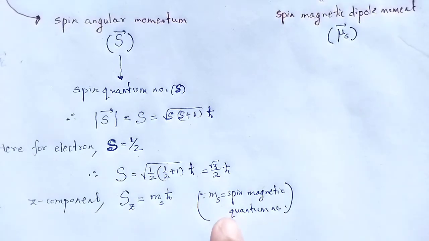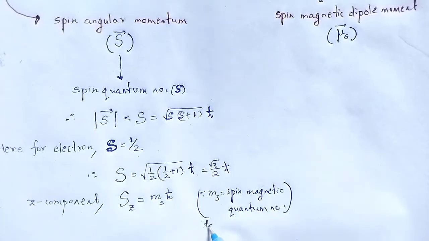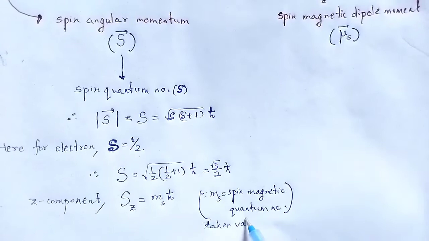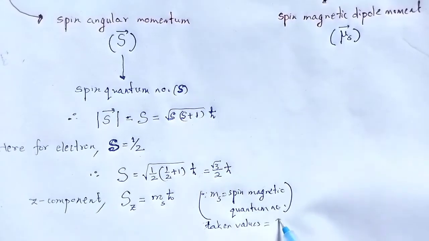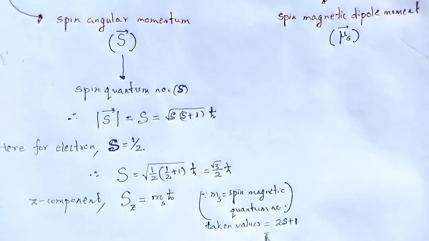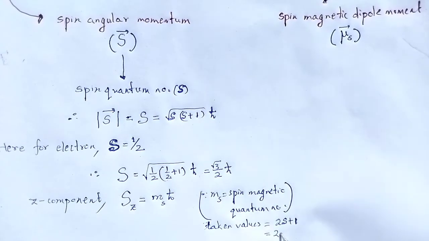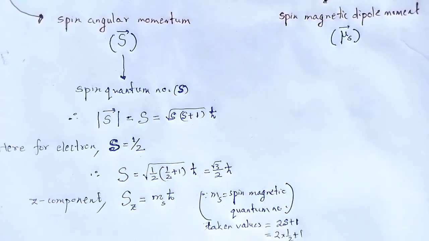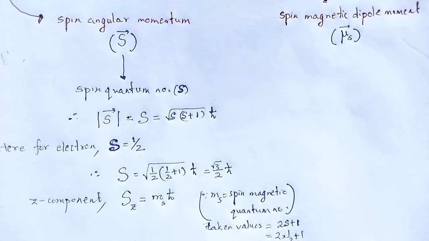And what are the taken values? The values taken are 2s plus 1 values. Here the taken values is equal to 2s plus 1. In that case, 2s is half plus 1, meaning 2 values are taken into consideration. One is plus half and another one is minus half.